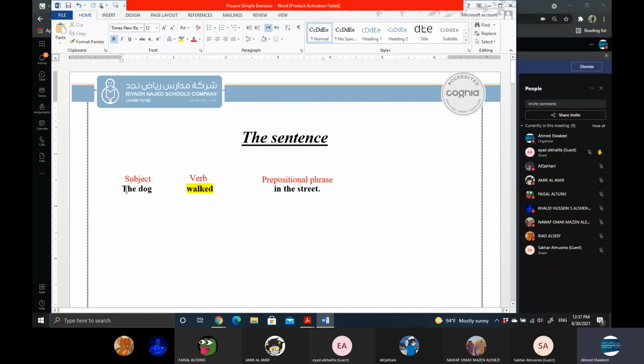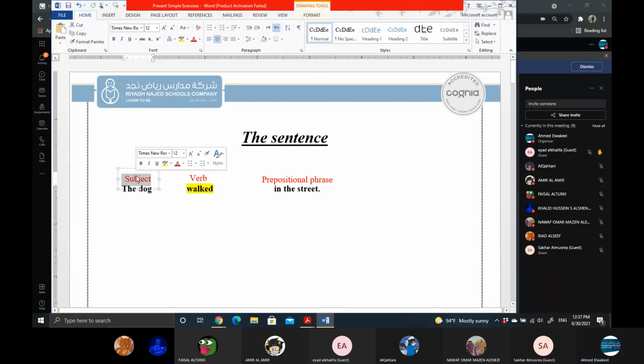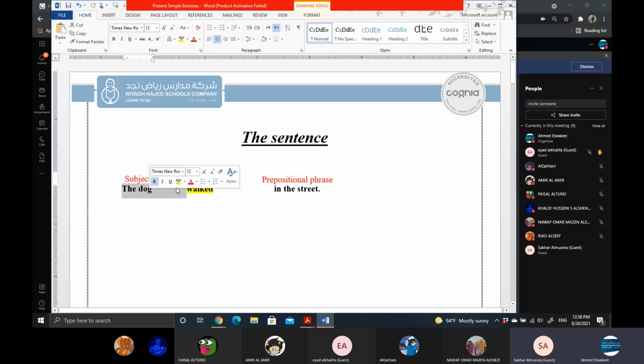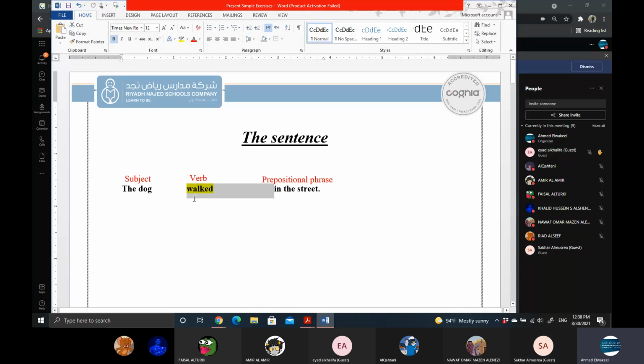So once again, the dog here is considered to be what? The subject. What is the meaning of a subject when I say the dog is the subject of the sentence? The subject is performing the action verb. The dog is walking. Bravo. So the action verb we have here is walked.